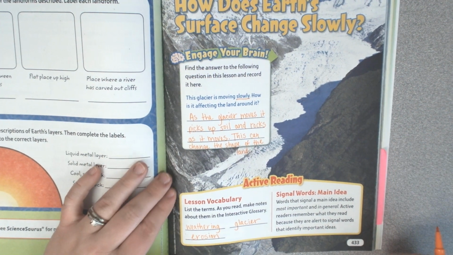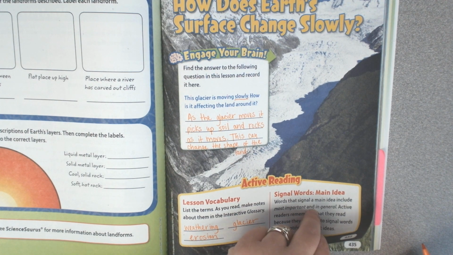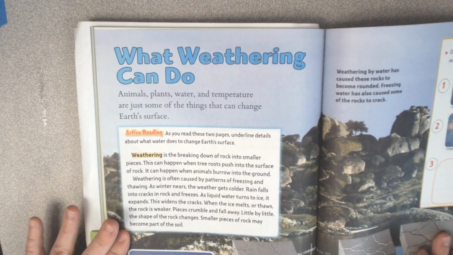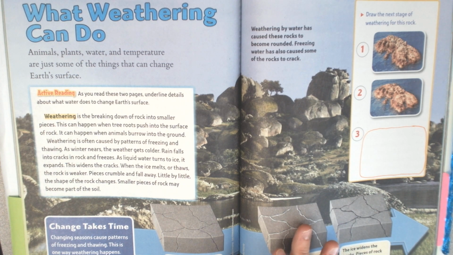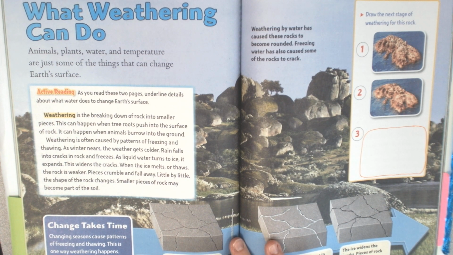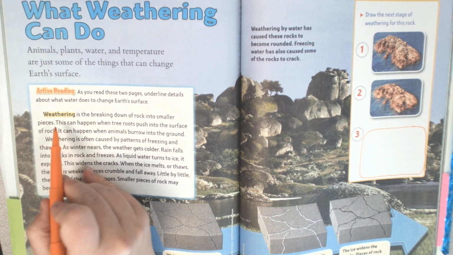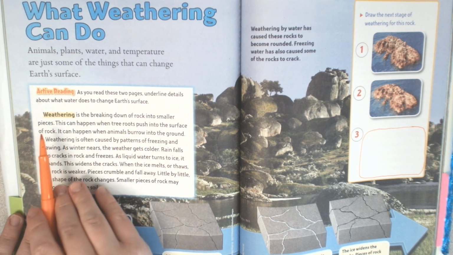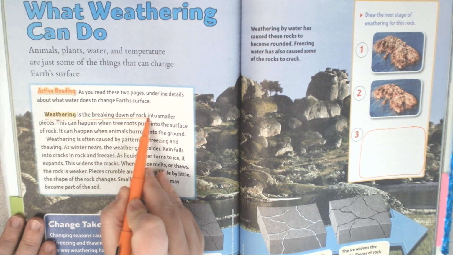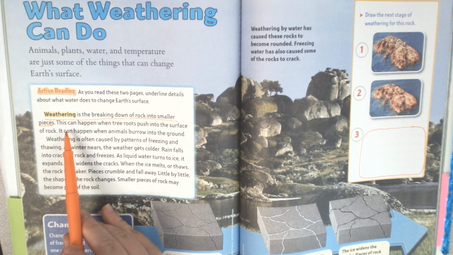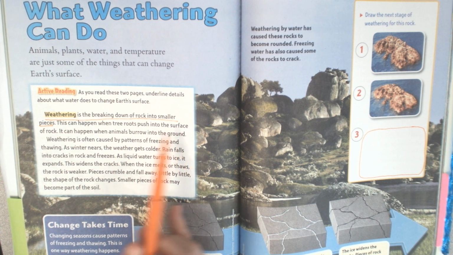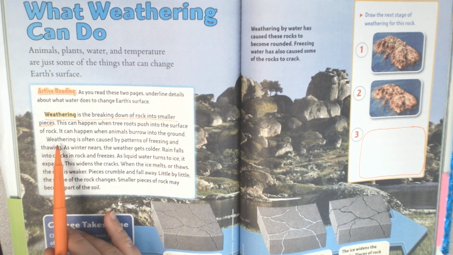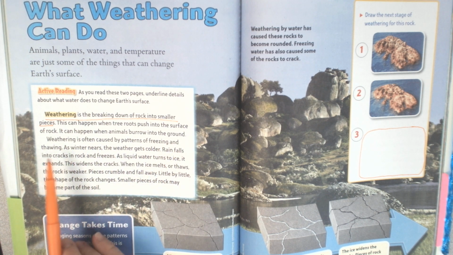Okay? I'm going to turn over to page 434. Here it says what weathering can do. Animals, plants, water, and temperature are just some of the things that can change Earth's surfaces. Weathering is breaking down of rock into smaller pieces. I'm going to underline that because I know that is one of those vocabulary words. This can happen when tree roots push up into the surface of rock. It can happen when animals burrow into the ground. Weathering is often caused by patterns of freezing and thawing.